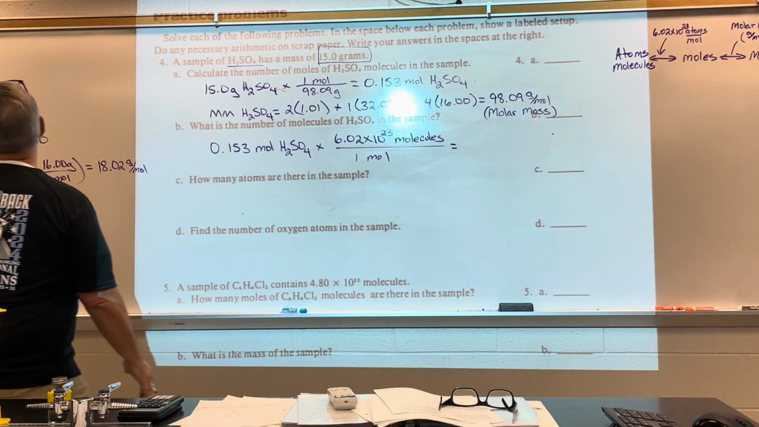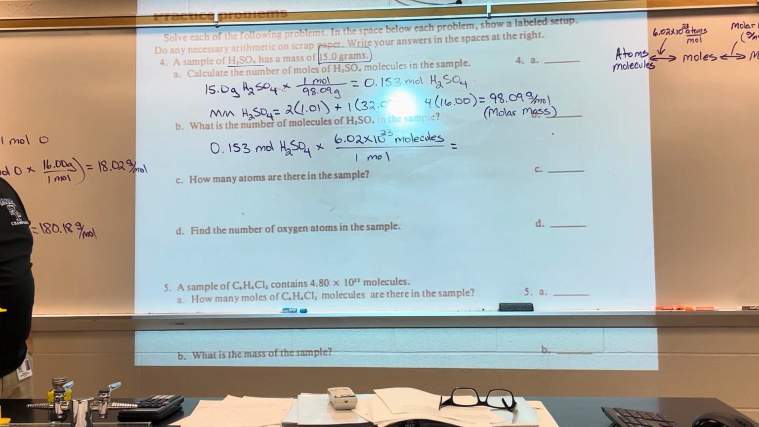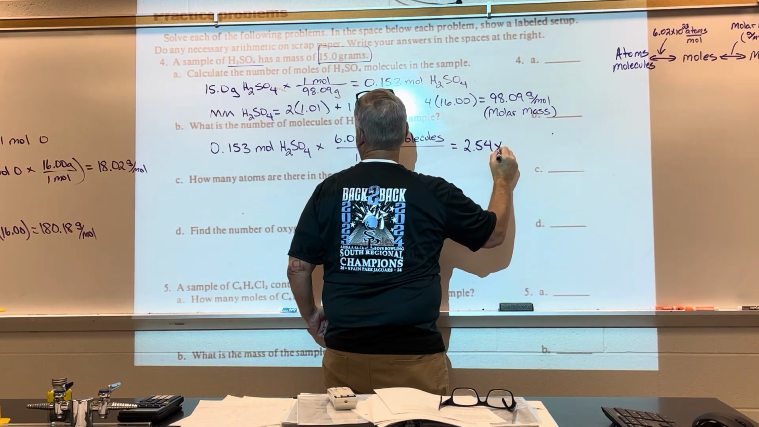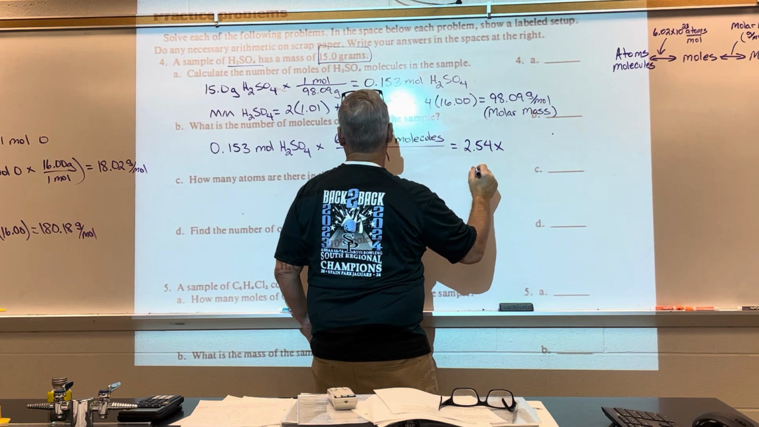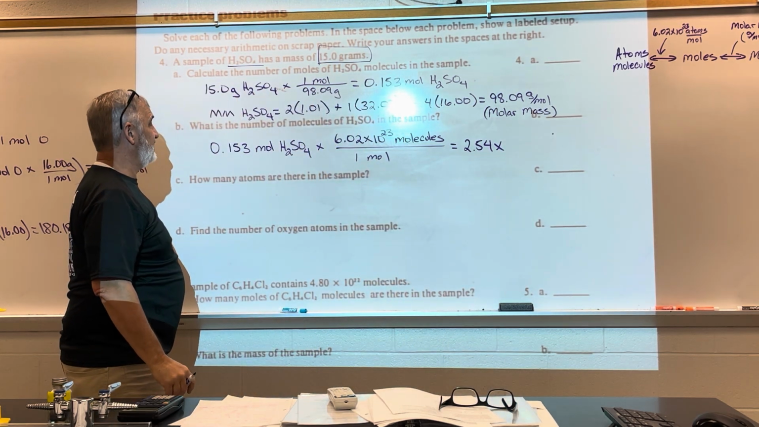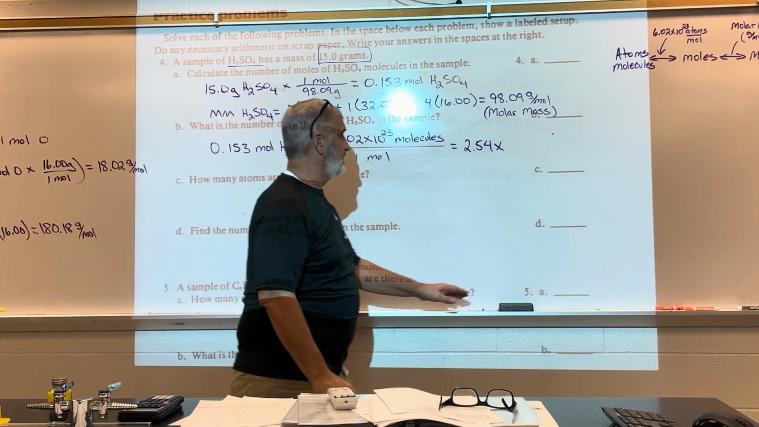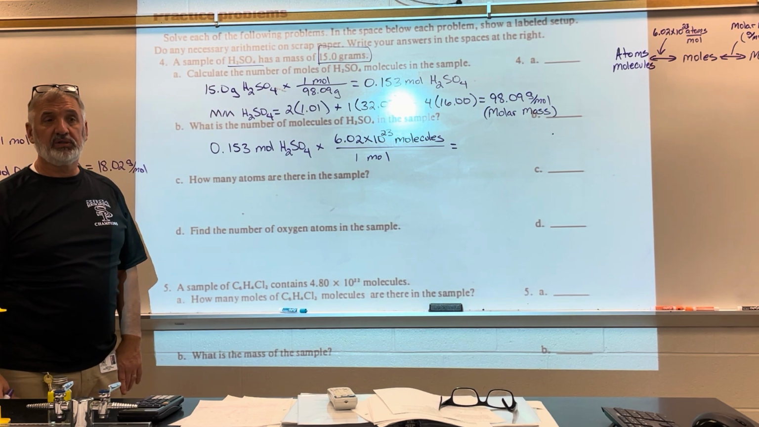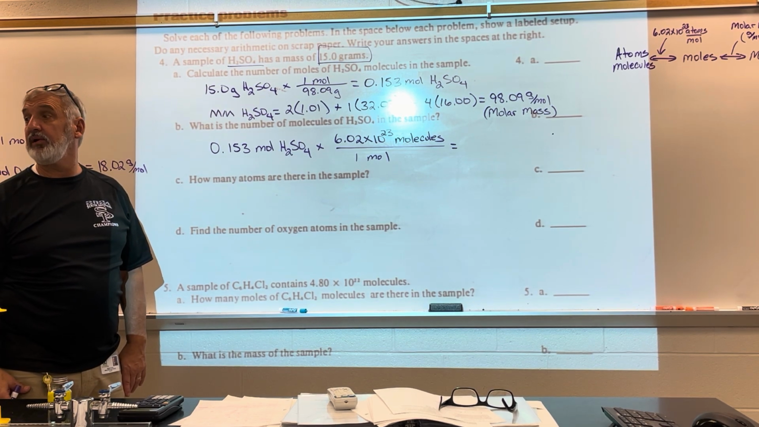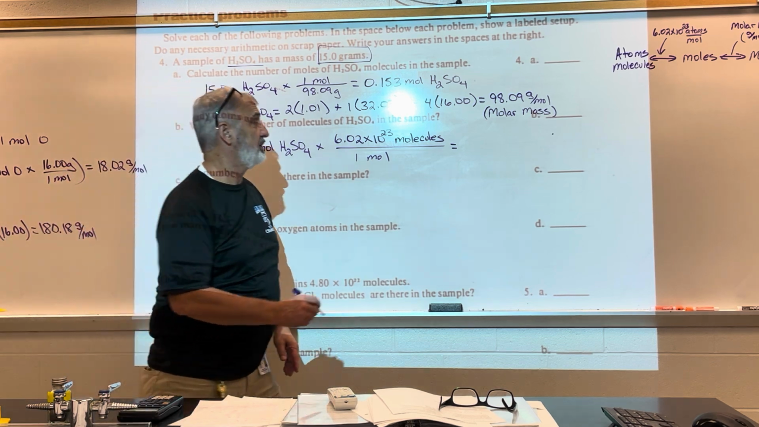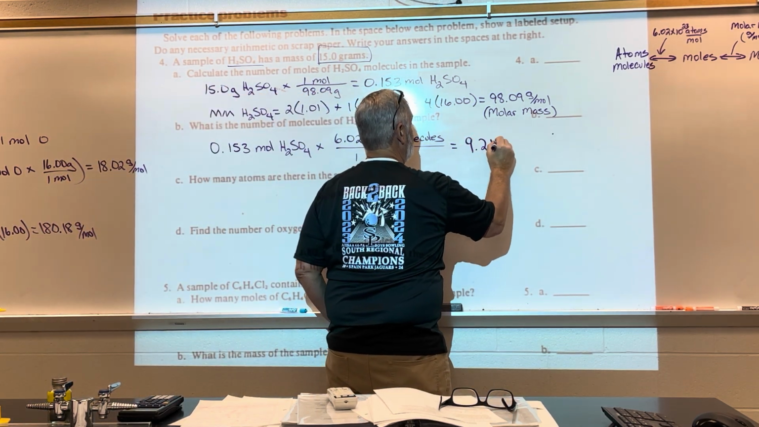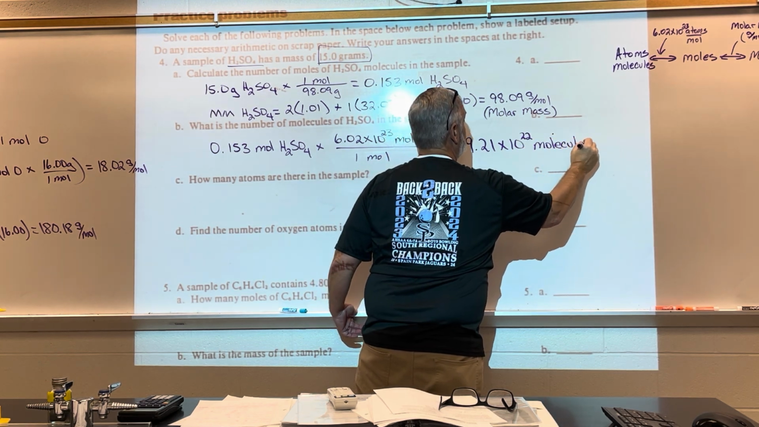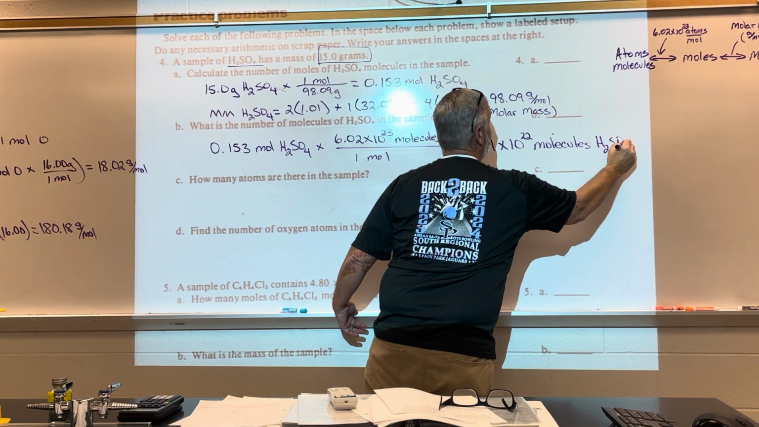And that's going to equal 3.54 times 10 to the negative, no. We did something wrong. Did you divide it? Oh, I accidentally divided it. Yeah, you divided it. Anybody? 9.21. Okay, so that's how many molecules of H2SO4 are in 15 grams.